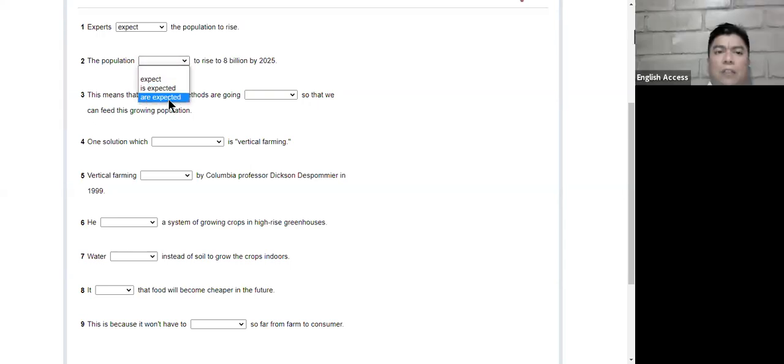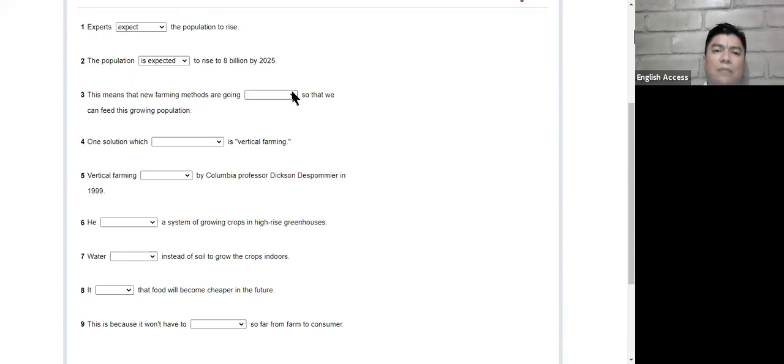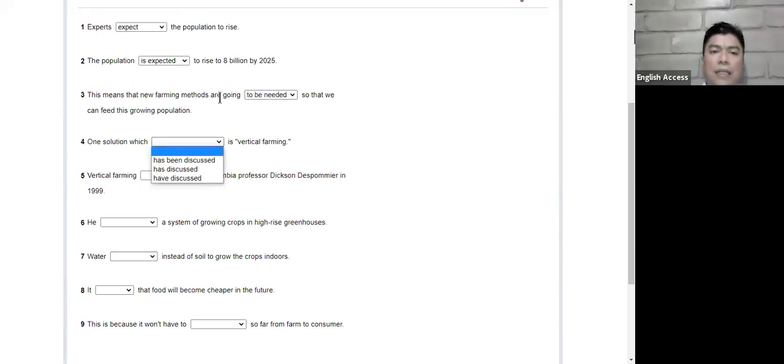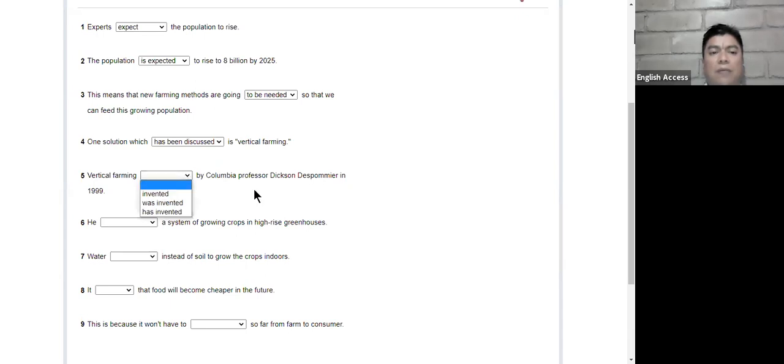Number 2, the population expect, is expected or are expected? This is passive, so is expected. Number 3, this means that new farming methods are going to need, to be needing, or to be needed. We need it. One solution which has been discussed, which has discussed, or which have discussed. Has been discussed. Next, vertical farming.